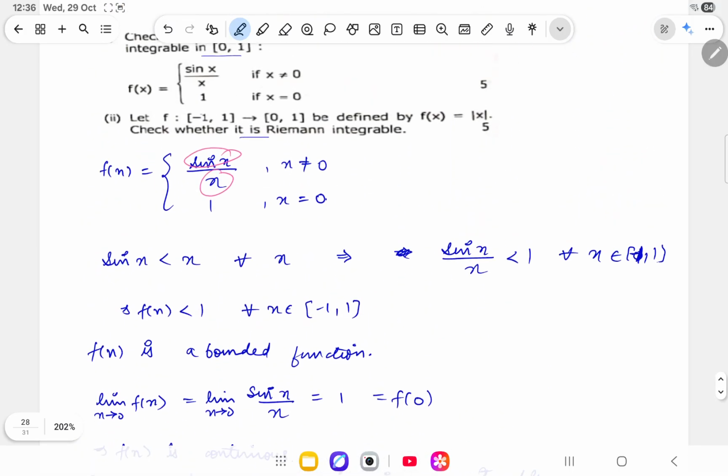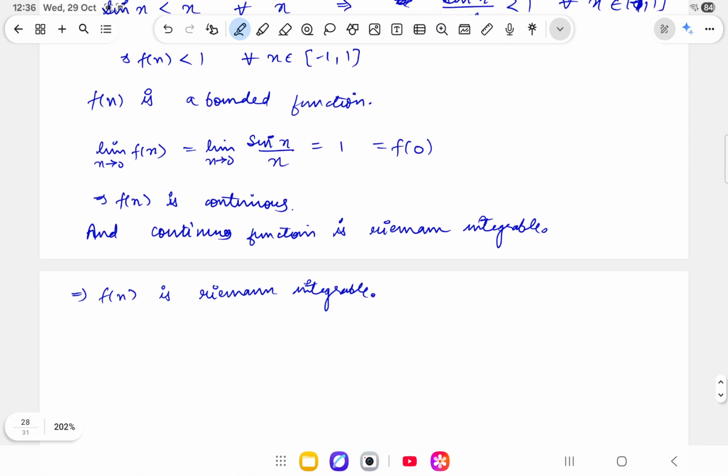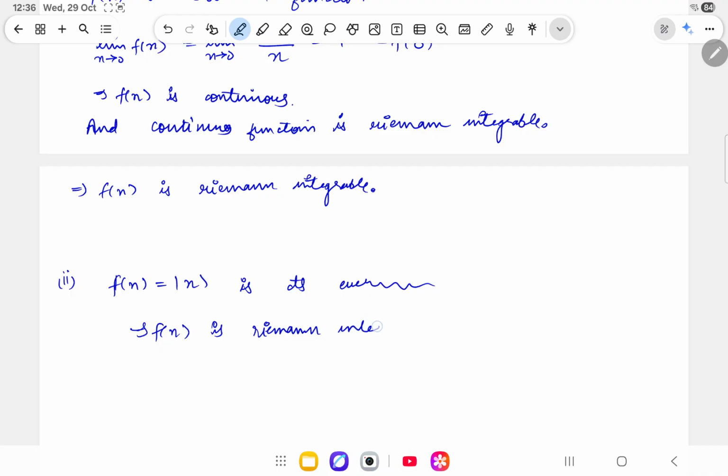It is a modulus function only, and we know that the modulus function is continuous everywhere. So from there you can say that it is continuous. Second, f of x equals mod of x is continuous everywhere. So from here f(x) is again Riemann integrable.